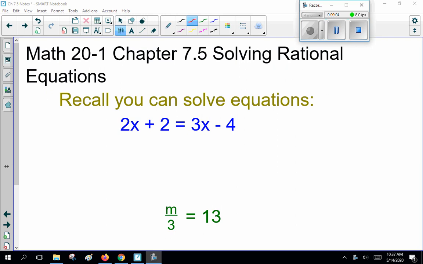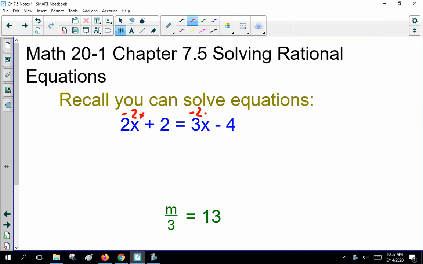Welcome to Math 20-1, Chapter 7, Section 5, Solving Rational Equations. Now, note here or recall that you can solve equations. So if I give you an equal sign, you can tell me what something equals. So 2x plus 2 equals 3x minus 4. Put all the x's on one side, so arbitrarily minus 2x, and get all the numbers on the other side, so plus 4, 2 plus 4, 6 equals x. So that's solving.